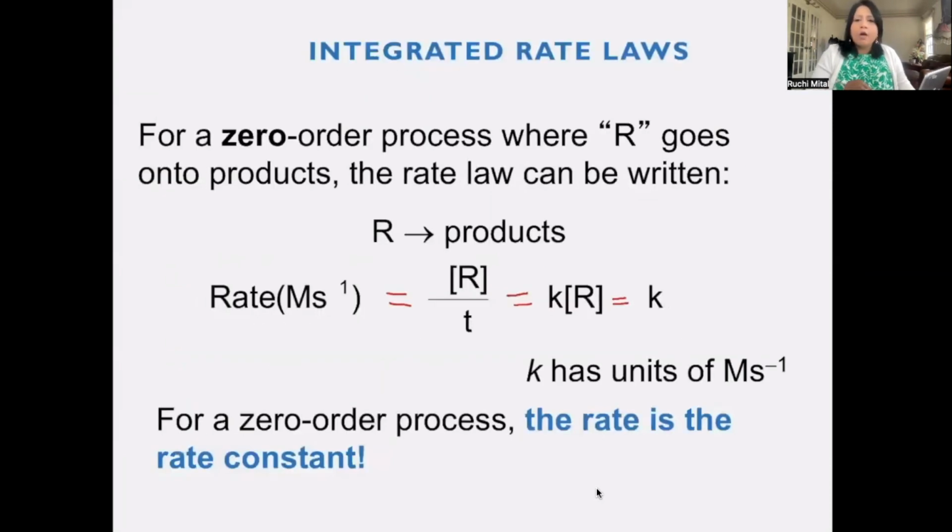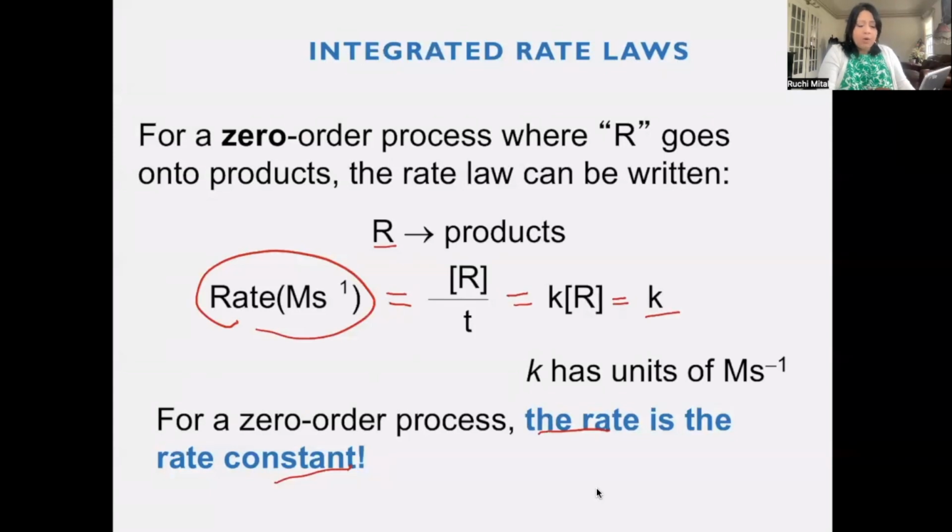Integrated rate law for a zero order reaction. Let's say we have a reactant changing into product. We all know from our first video that the rate can be written as the change in the concentration of the reactant over time. If you integrate this equation, you will write it as k times the concentration of R to the zero, where in this case rate is equal to k. So what this means is that in a zero order reaction, the rate is the rate constant. They are the same. What that means is that in a zero order reaction, the rate is independent of the concentration of the reactant.